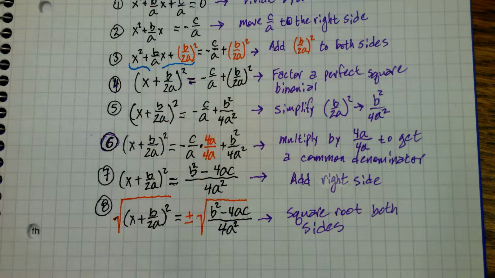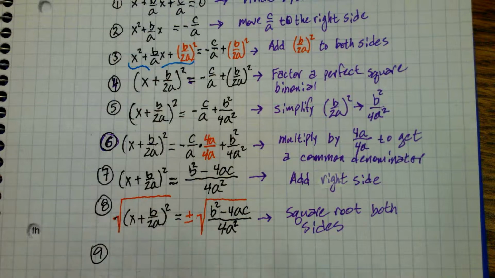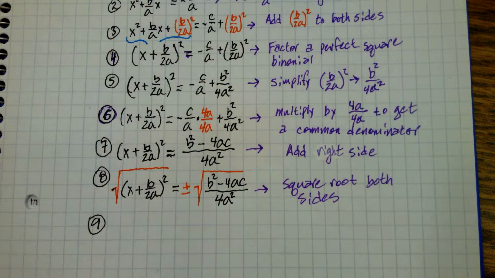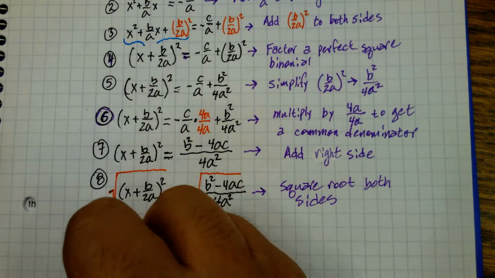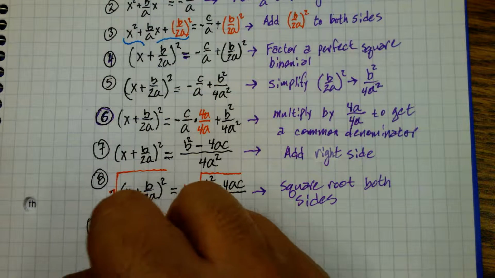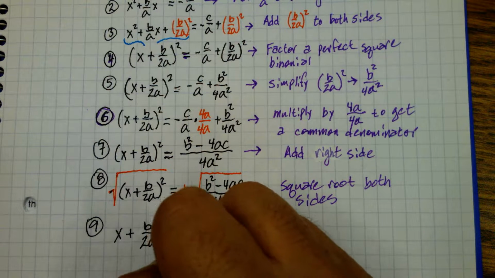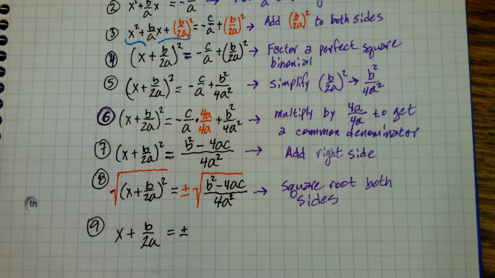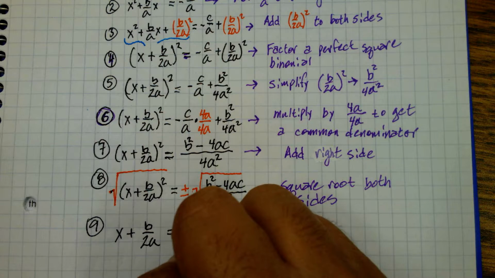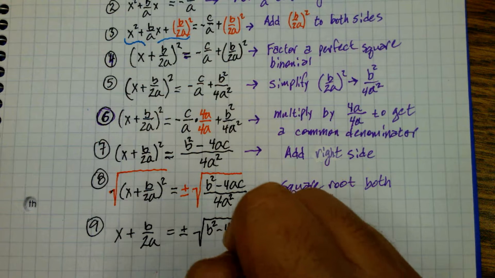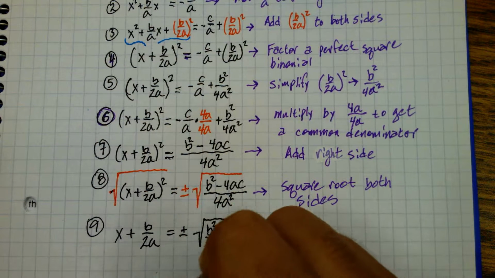Okay. Number 9. So what can we do once we square root both sides on the left side? Yeah, take out the square, basically. The square root and the squaring cancels. You're just left with x plus b over 2a and then equals plus or minus all of that stuff. We can't really do anything with this yet. B squared minus 4ac all over 4a squared.